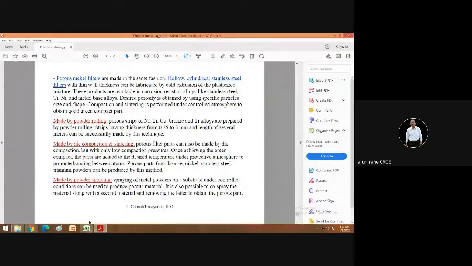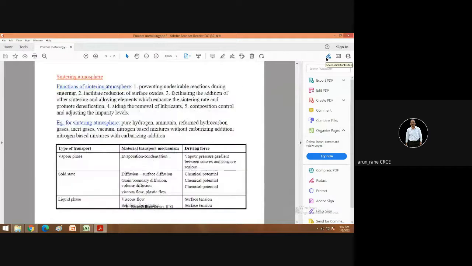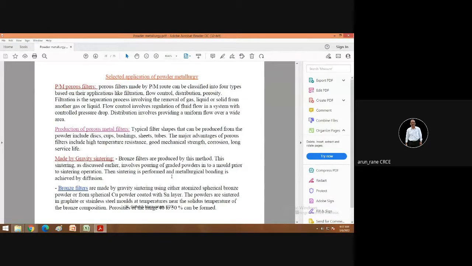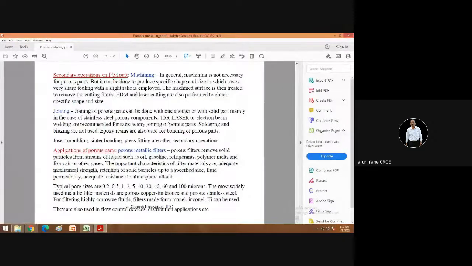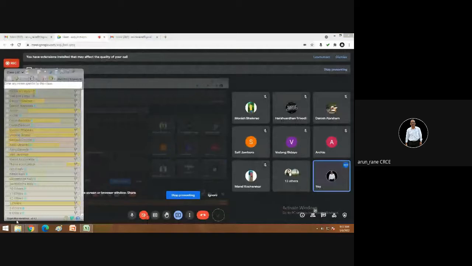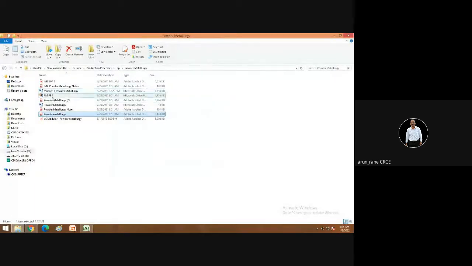So this was your different operations. These are the applications. It can be used even for filters, manufacturing of filters. So all the notes, I think 4 or 5 important notes from this, I have shared.